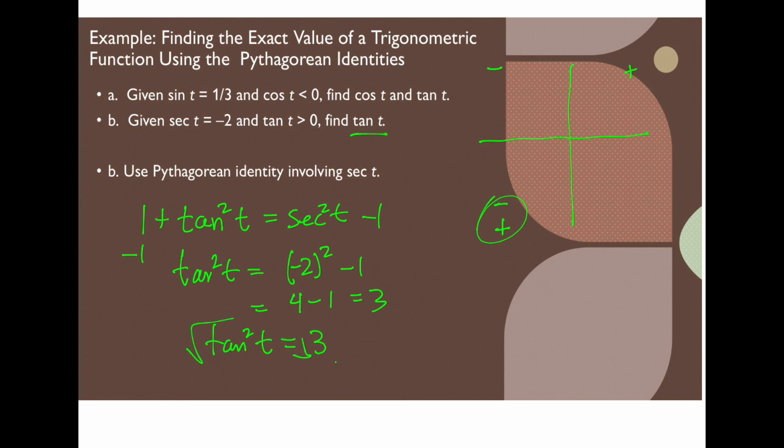Taking the square root, tangent of t is equal to the positive and negative square root of 3. Whenever we take the square root of both sides in the process of solving an equation, we always take the positive and negative. But in this case, we're told that tangent is positive because we're in the third quadrant, so we can go ahead and ignore the negative for tangent. So the tangent of t is equal to, in the third quadrant, positive square root of 3.